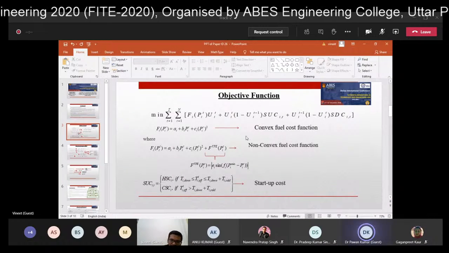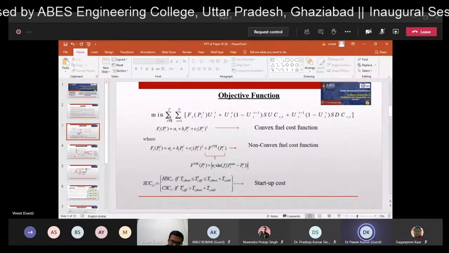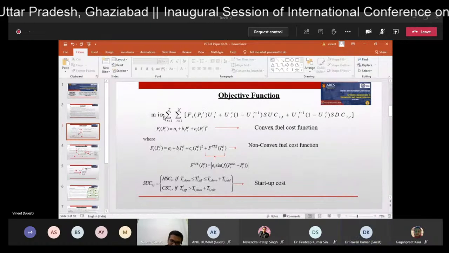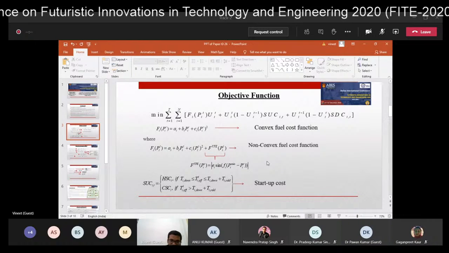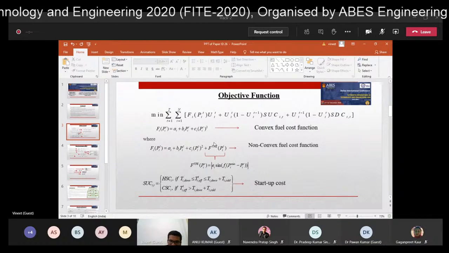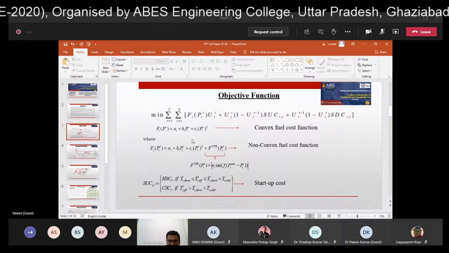Now, when we consider the convex fuel cost function, the cost characteristic curve is this one. And when we consider the highly nonlinear cost characteristic, considering the valve point loading of the thermal generator, then this one is the cost characteristic curve.